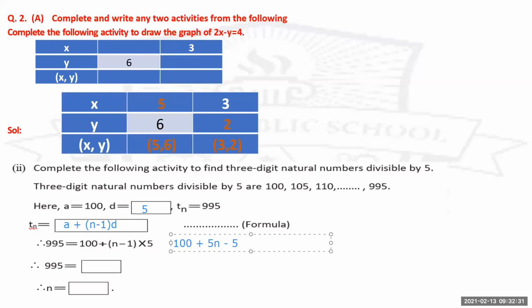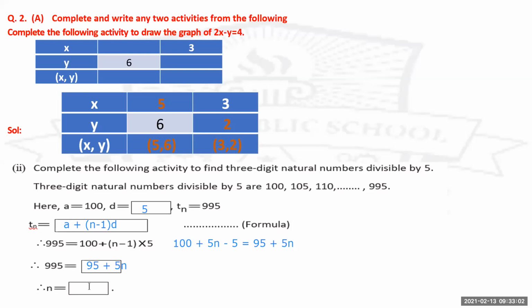So 100 minus 5, what will you get? 100 minus 5 is 95, plus 5n. So 995 equals 95 plus 5n. This you will write it here. Understand? This you will write it here: 95 plus 5n. Now, in the last step, you require value of n.